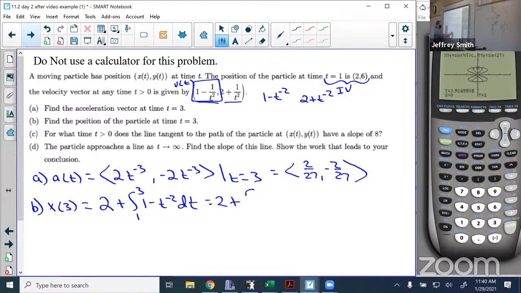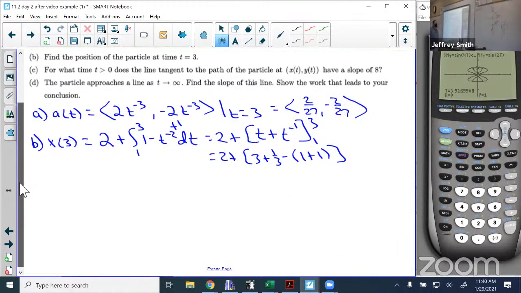2 plus t. See if I add 1, that's t to the negative 1. I need that to be a negative, so I'll put a plus there. All right, 1 to 3. 2 plus 3 plus 1/3 minus 1 plus 1. All right, plug in 3 minus plug in 1. This is just doing integral. We've done this a lot. 9/3 plus 1/3 is 10/3. 10/3 minus 6/3 is 4/3. 6/3 plus 4/3. I'm getting 10/3.